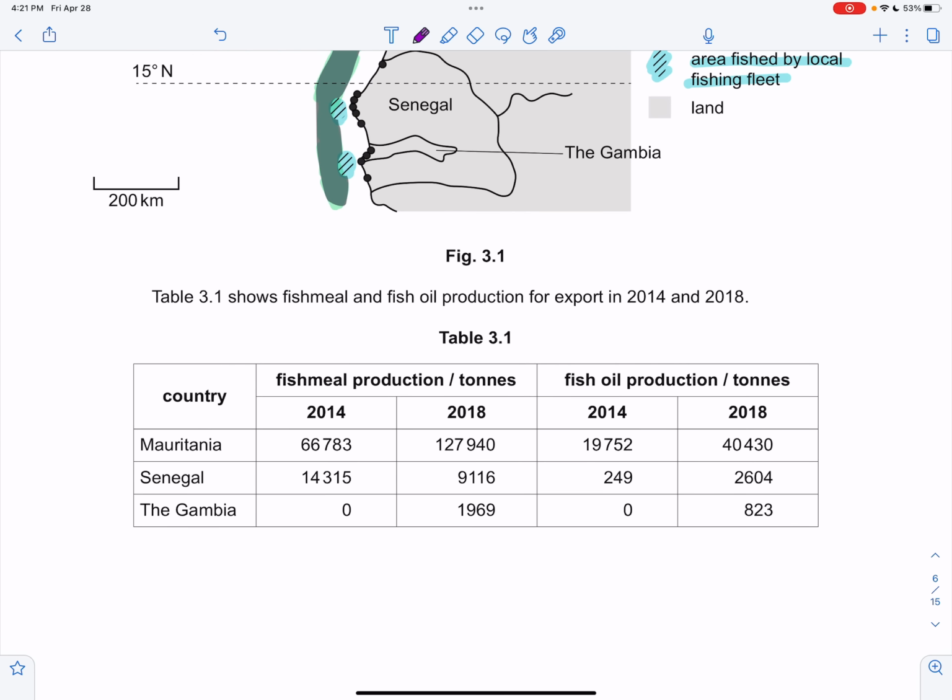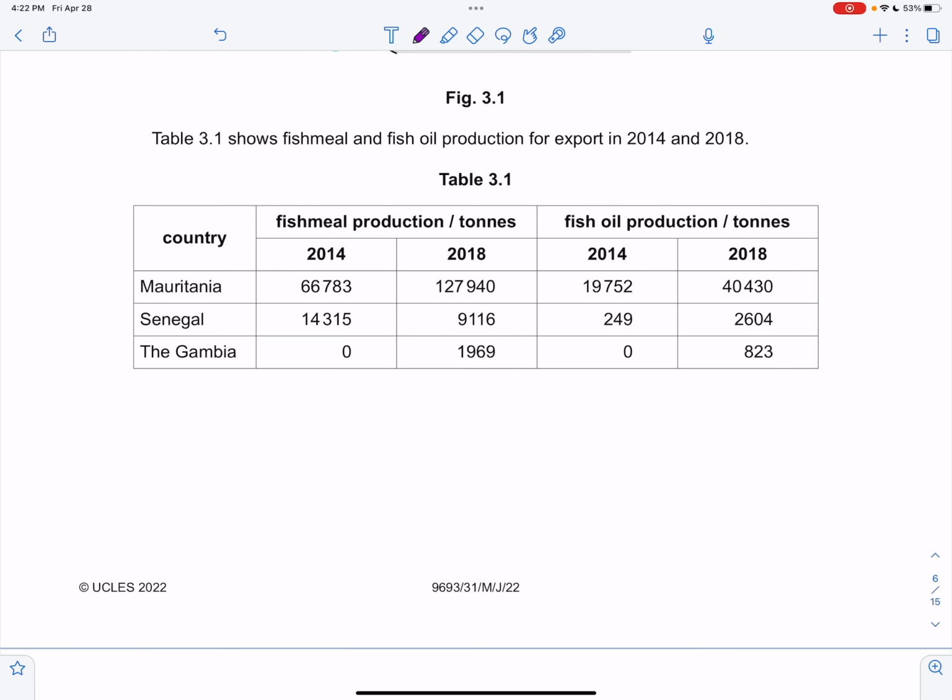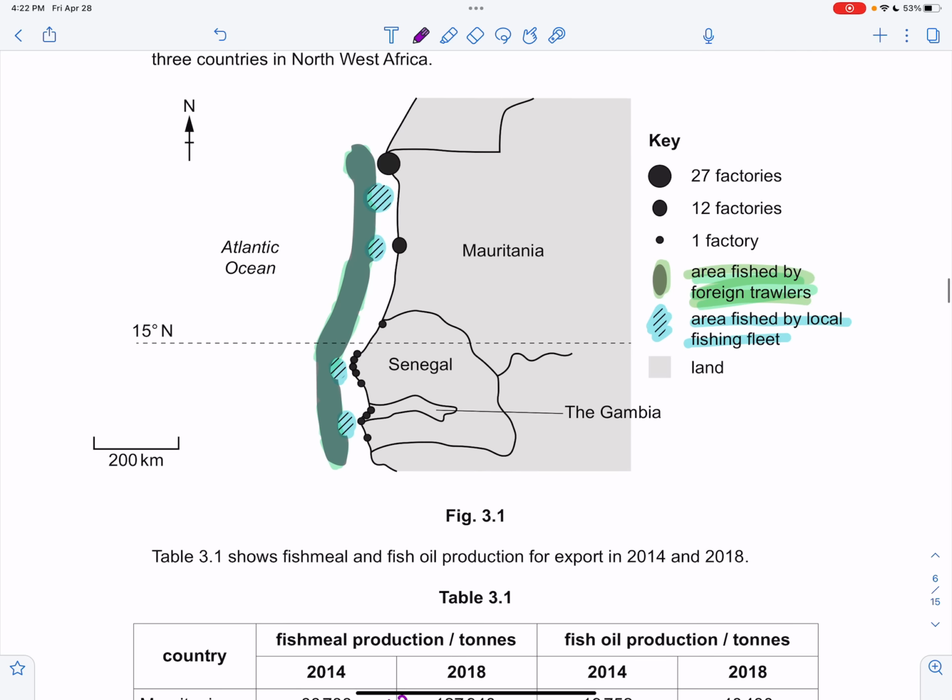And here we can see the fish meal and oil produced for export in 2014 and 2018. Mauritania went from 66,000 and 4 years later, 127,000, so that's almost double. Senegal went from 14,315 to 9,000, that's a decrease. The Gambia went from 0 in 2014, 4 years later, 1969. Big increase, obviously, from 0. And that might actually be a little bit why Senegal went down. Mauritania could also be a massive reason why Senegal went down.